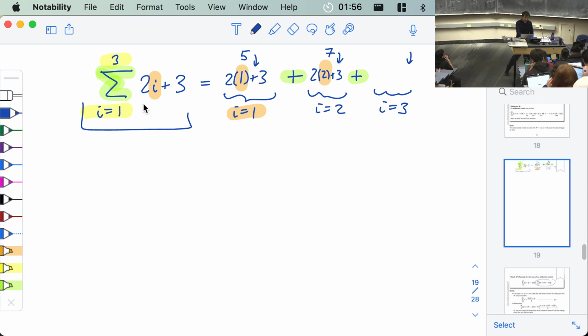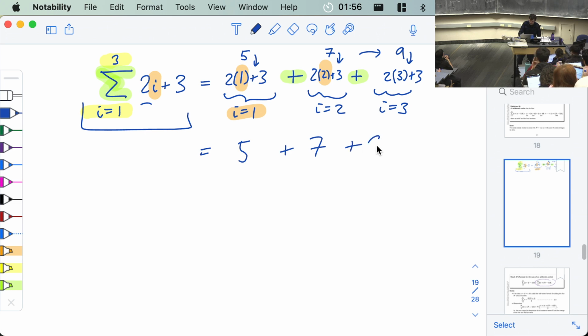So this factor of 2 means every time you add 1 to I, you go up by 2. Multiplying I by 2 means you add 2 every time. So 5 plus 2 is 7. And if you follow the pattern, 7 plus 2 again will be 9. And 2 times 3 plus 3 is 9. So the real question is actually what is 5 plus 7 plus 9, which is something you might see in an elementary school class. And if you add this together, 5 plus 7 is 12, plus another 9 is 21.